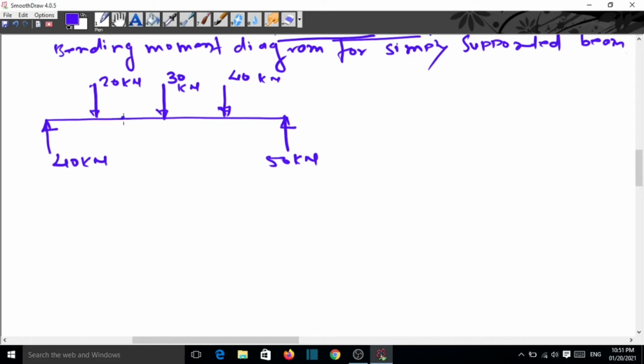And here somewhere is a hinge. This is 3 meters, 3 meters, 3 meters, and 3 meters.